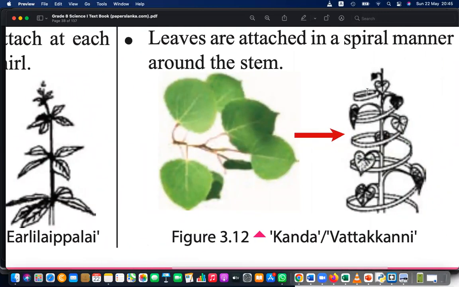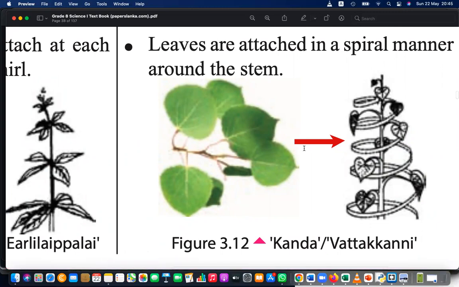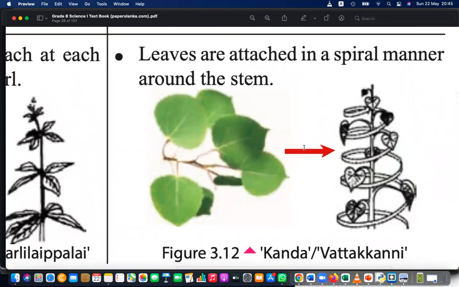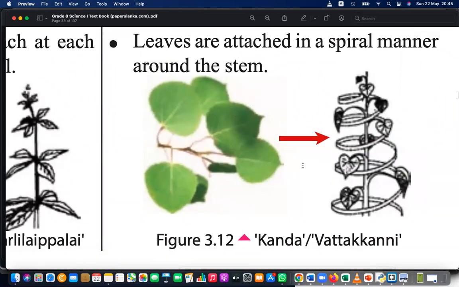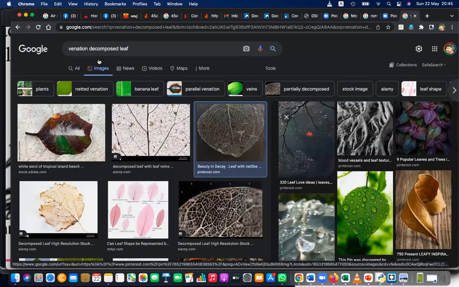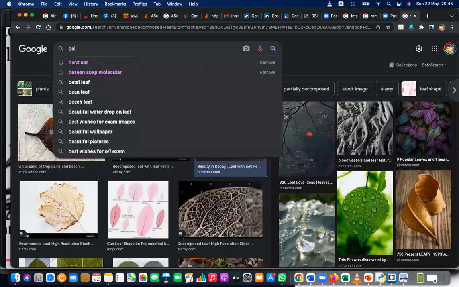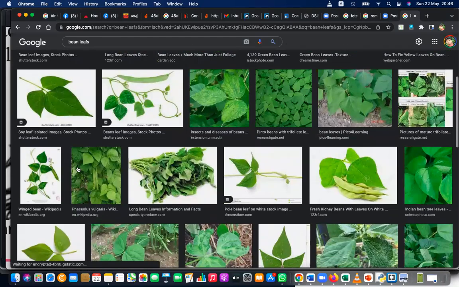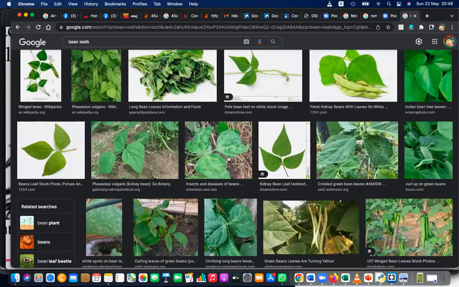You can't see this directly, but if you analyze bow, yes, I think it's also the spiral manner. So spiral manner means, and even so you can see in beans sometimes. A bean is not considered a tree, but still, it has the binary one, right? Binary ones you can see. Binary division.